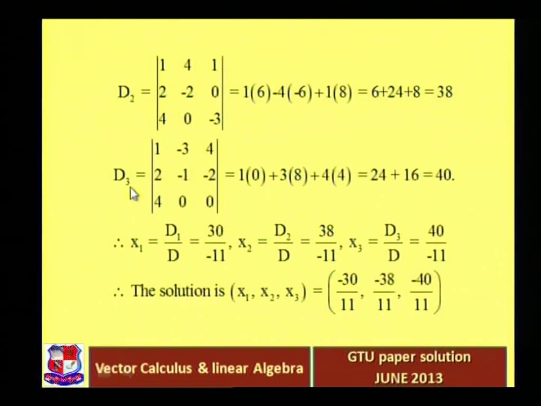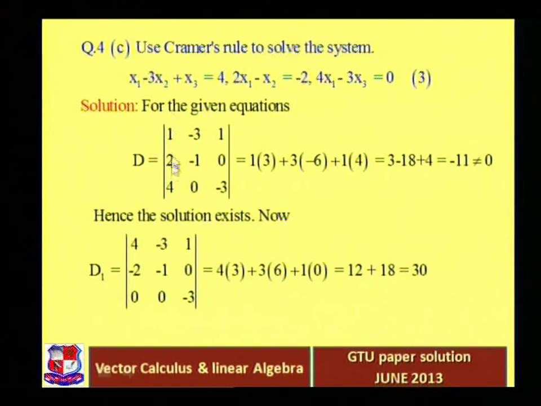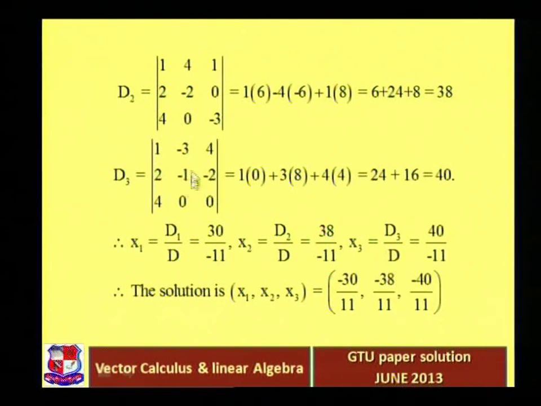Similarly you can also find d3. The first and second columns are as they are from this D: 1, 2, 4 and minus 3, minus 1, 0. The third column is 4, minus 2, 0.